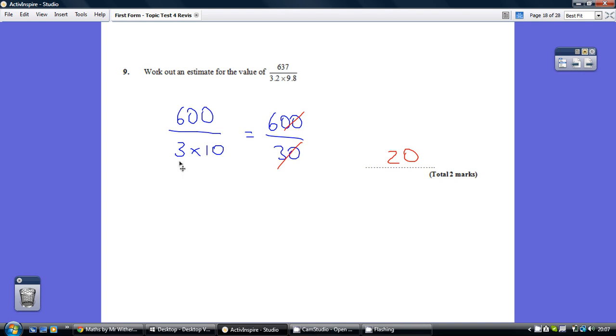So working out the numerator, 3 tens are 30, 600 divided by 30, well, a zero can cancel, so you can think of 60 divided by 3, or how many 3s fit into 60, well, that's 20.